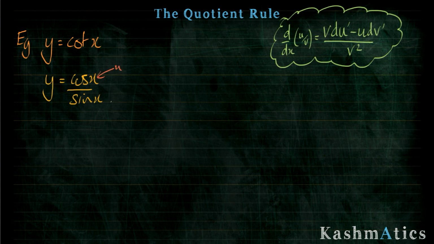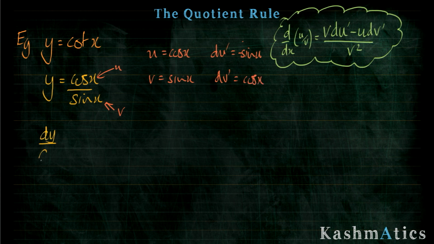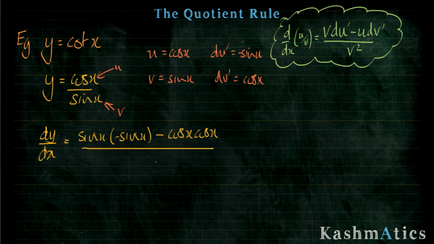So there's u and there's v. So u equals cos x, which means du is equal to minus sine x. v is equal to sine x, which means dv is equal to cos x. So dy by dx is equal to v du, so sine x times minus sine x, take away u dv, which is cos x, all over v squared, which is sine squared x.